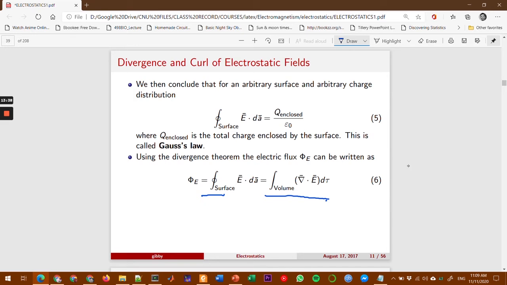So this is del dot P. But since the integral over the surface is equal to the integral over the volume, this is equal to Q enclosed. Also, we can rewrite the Q enclosed in terms of the charge density. So what is Q enclosed?